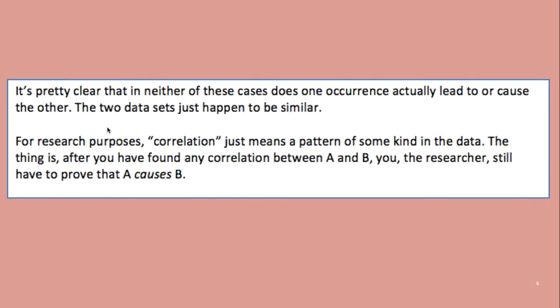For research purposes, correlation just means there's a pattern of some kind in the data. The thing is, after you have found any correlation between A and B, you, the researcher, still have to prove that A causes B. That is, you can see a pattern, but that doesn't mean it's proof that one thing causes another thing.